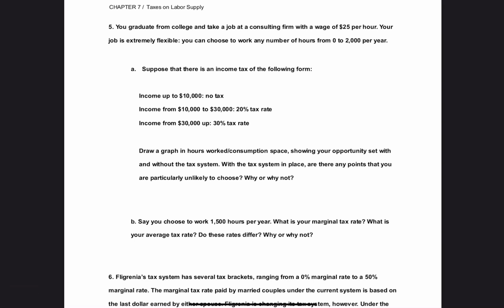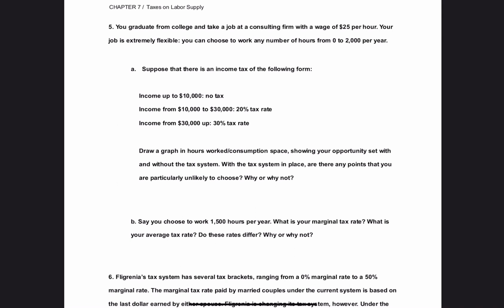So, exercise number 5. You graduate from college and take a job at a consulting firm with a wage of $25 per hour. Your job is extremely flexible. You can choose to work any number of hours from 0 to 2,000 hours per year.